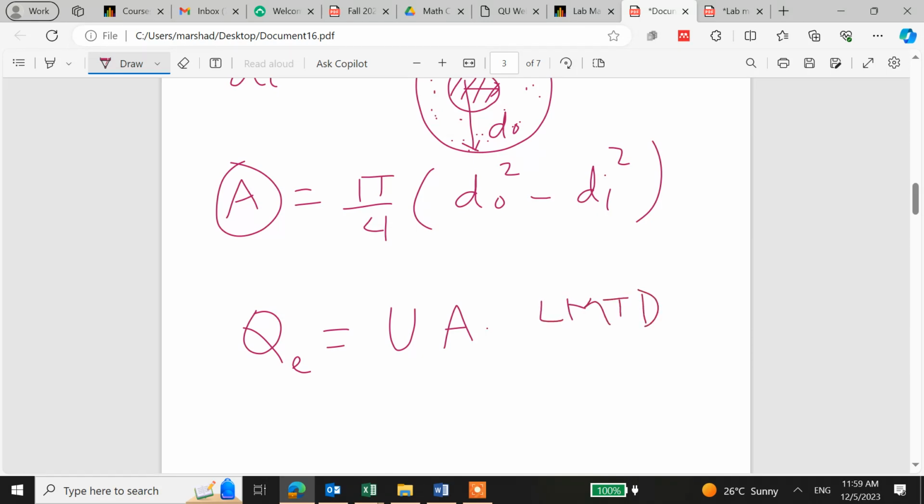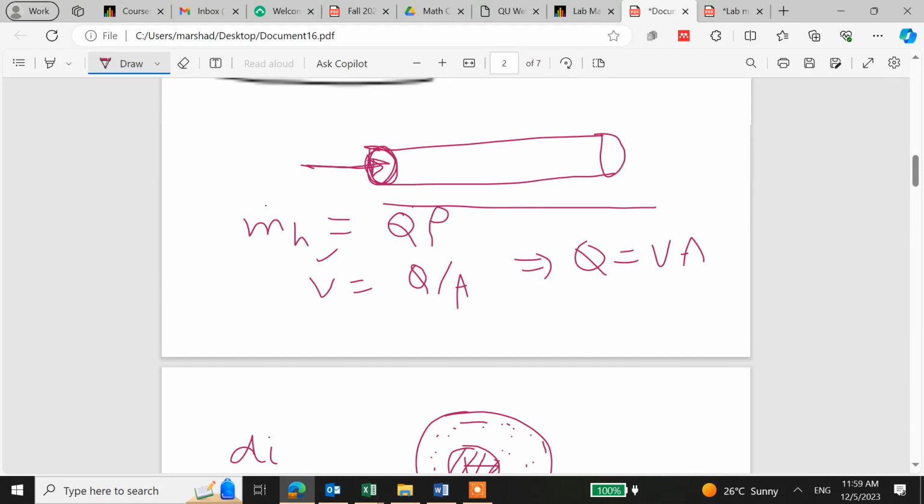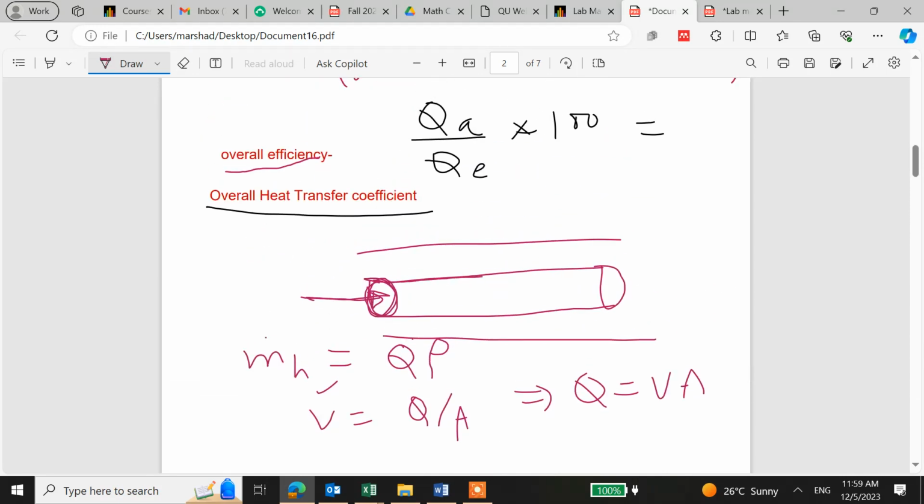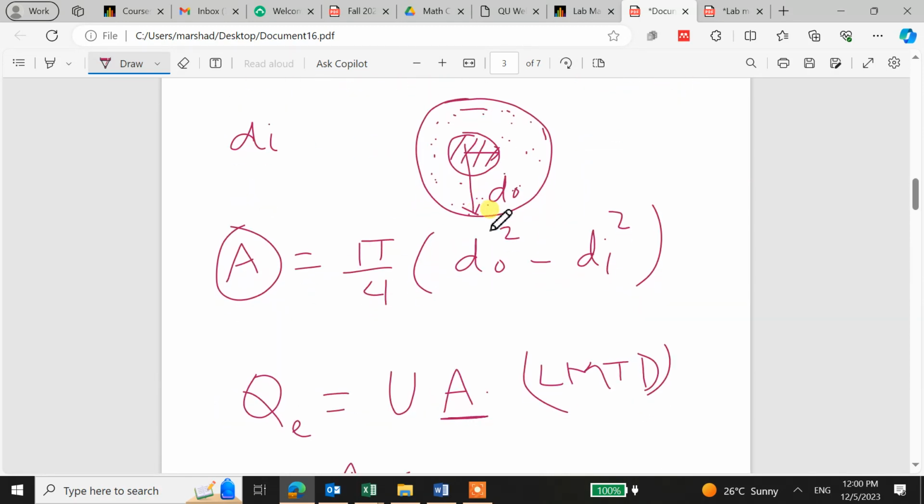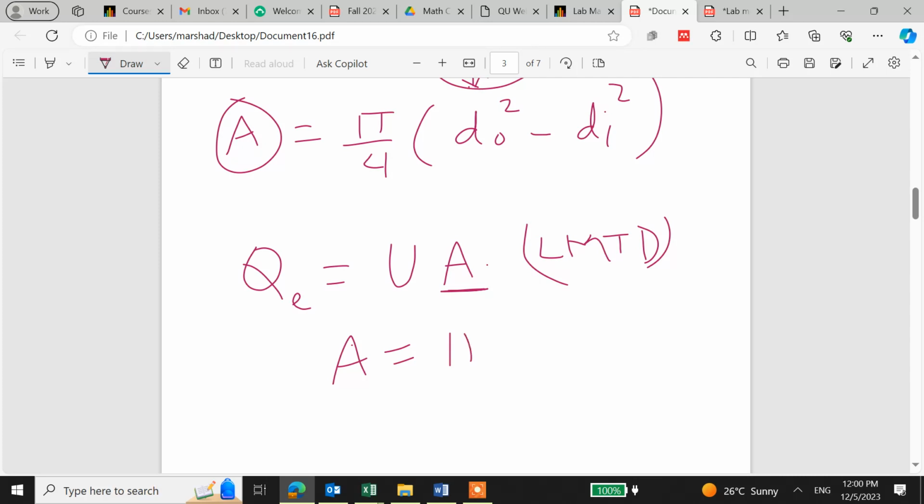You know how to calculate LMTD, right? So for the area, where is the heat transfer going? It is through the inner diameter of the inner tube, times the length L. So the area is pi d L, with a small d.